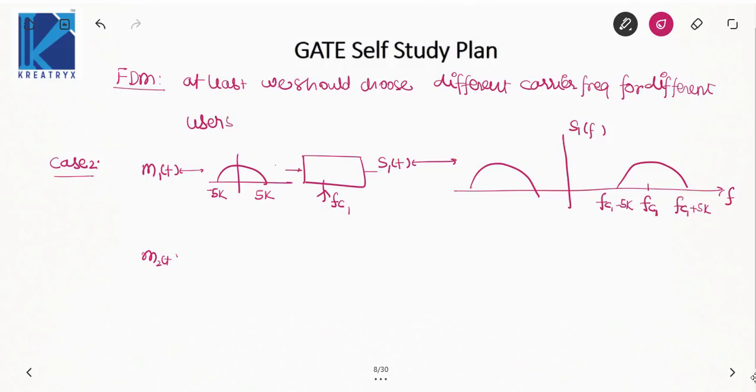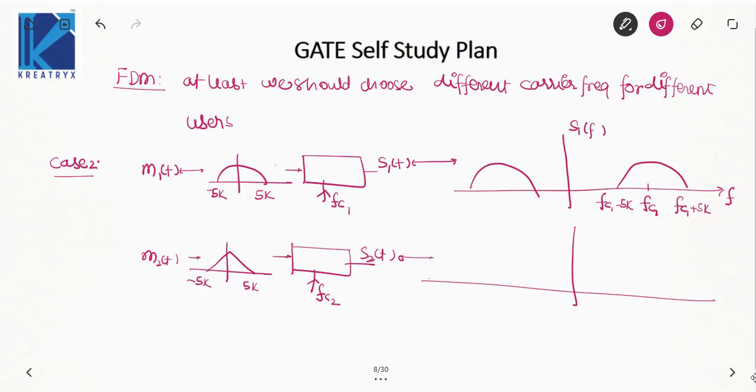Similarly for M2(t), which was having spectrum between minus 5K to 5K, when it is passed through the modulator, which is having a different frequency, we get S2(t). So the S2(t) spectrum will have a different shifting component, that is FC2. This is the spectrum of S2(f).